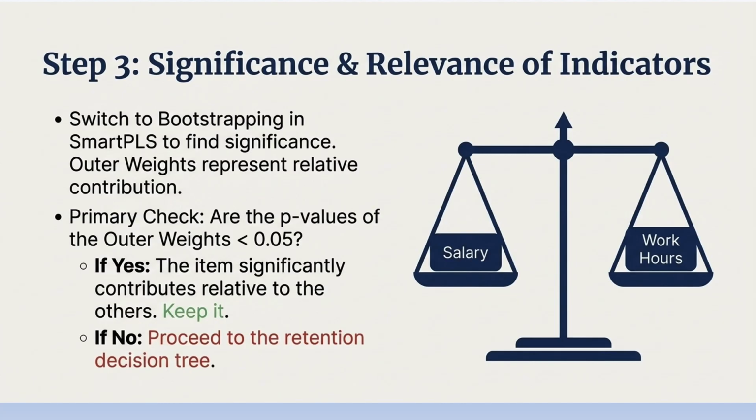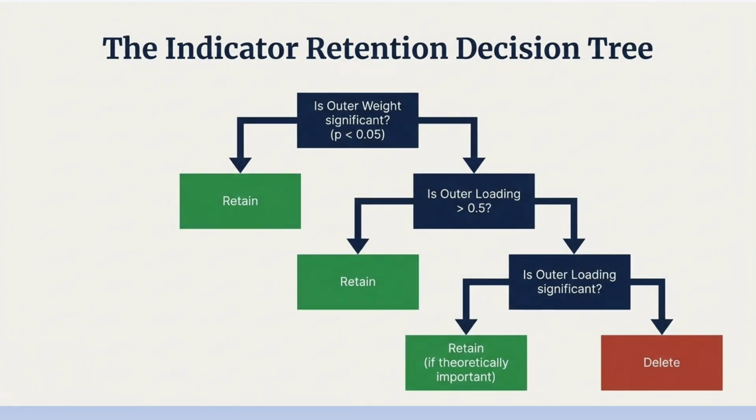For formative, the outer VIF value should be less than 5. Ideally, it should be less than 3, otherwise less than 5 is okay. If the outer weight is significant, that means all the items that we have taken are significantly contributing to the construct. Basically it means all are important and we retain them.